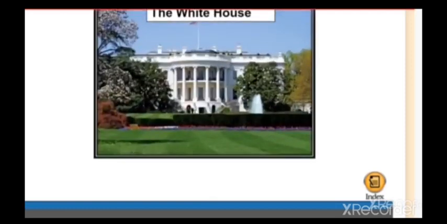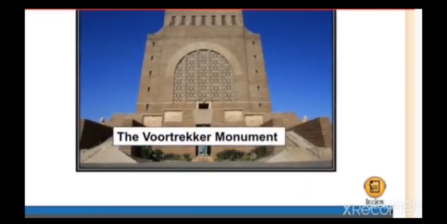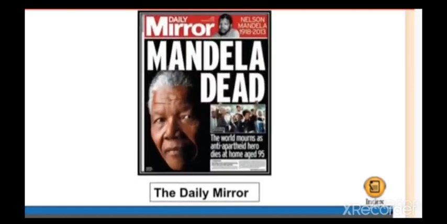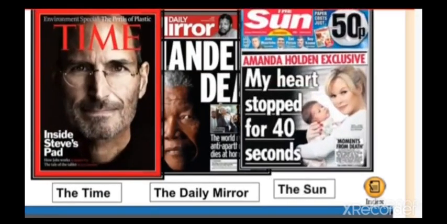In the same way, the is used before the names of well-known buildings, the White House, the War Tracker Monument, the Empire State Building. The is used before the names of newspapers, magazines, etc. Look at the following examples: the Daily Mirror, the Time, the Sun.